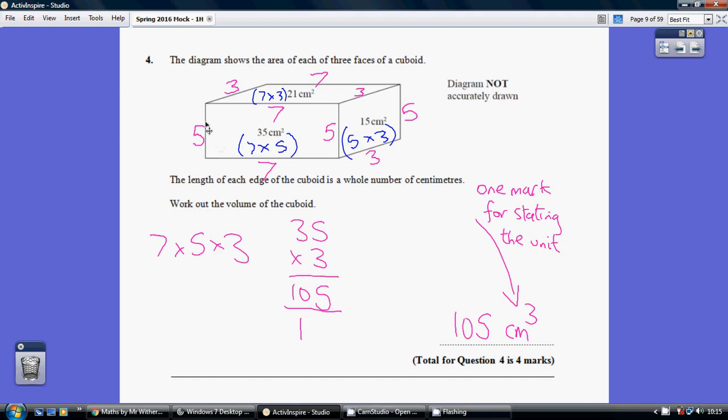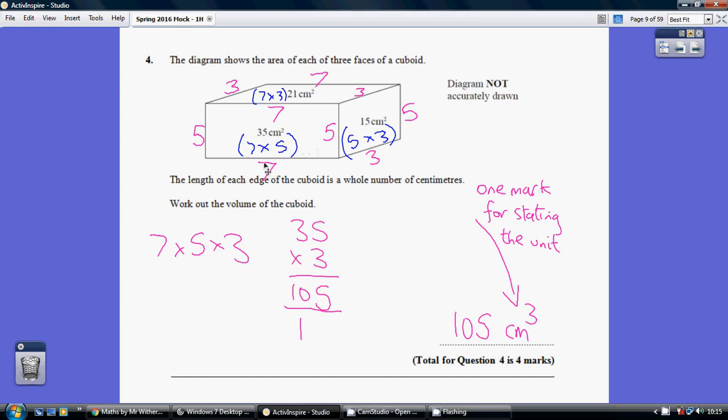So we know that the height of this rectangle has to be the same as the height of this rectangle, and the only common number you've got there is 5, so that must be the 5. Therefore this must be the 7 and this must be the 3. And then just check, 7 times 5 is 35, yep, that's right. 3 times 5 is 15, yep, that's the area of that rectangle.